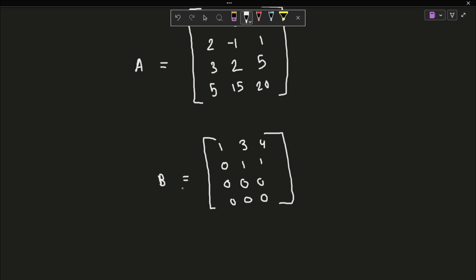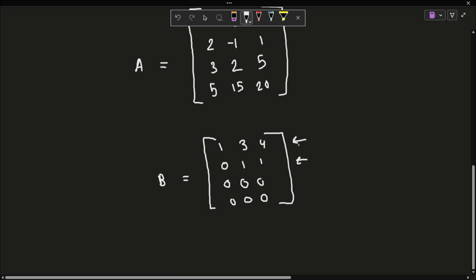And so the row rank is clearly 2 because we have 2 non-zero rows in row reduced form. And then the basis vectors are going to be these two, which are our row reduced rows. So 1, 3, 4 and 0, 1, 1. Those are going to be our row reduced form vectors, for which are their basis.